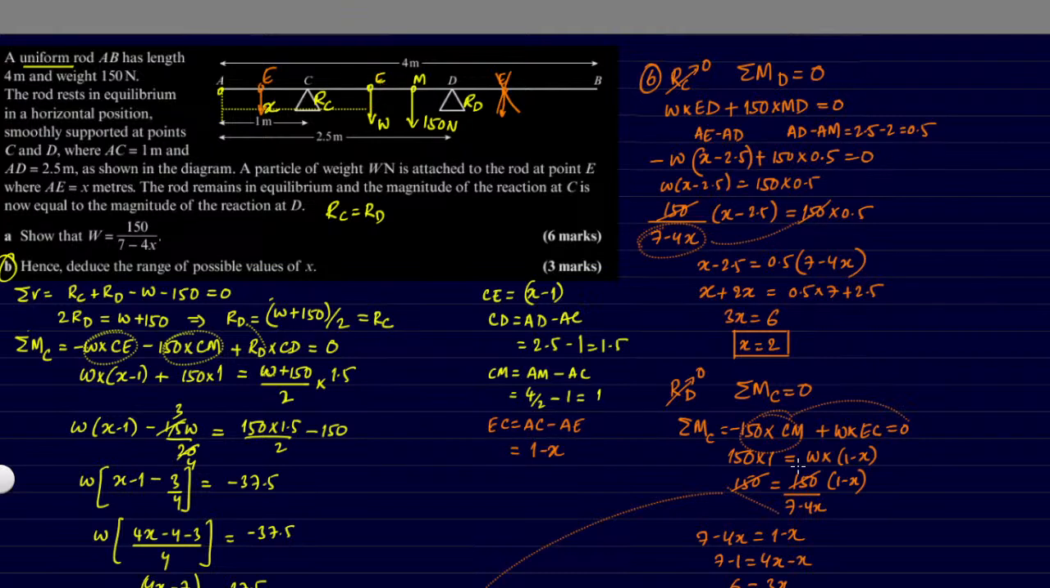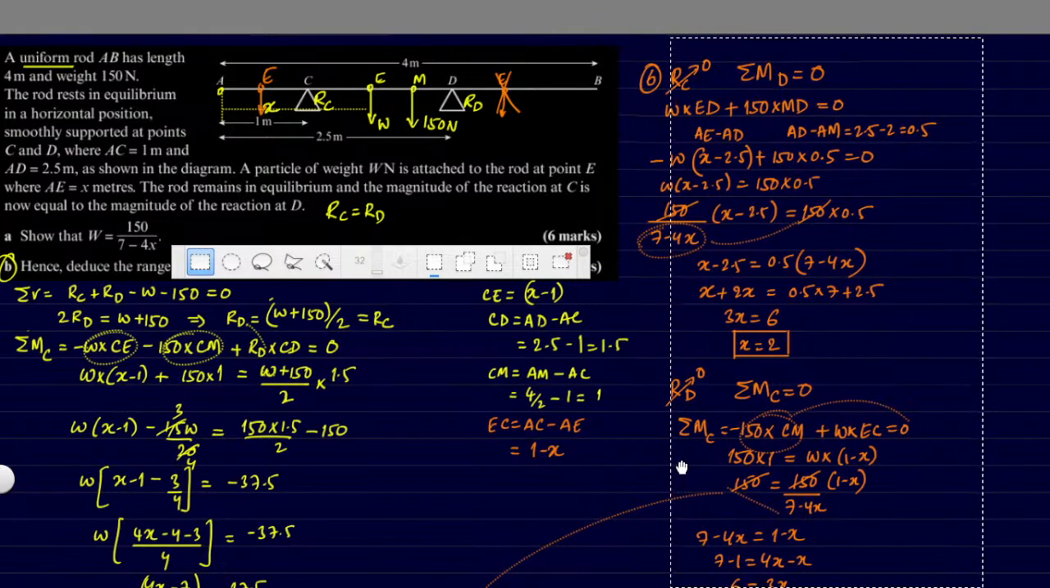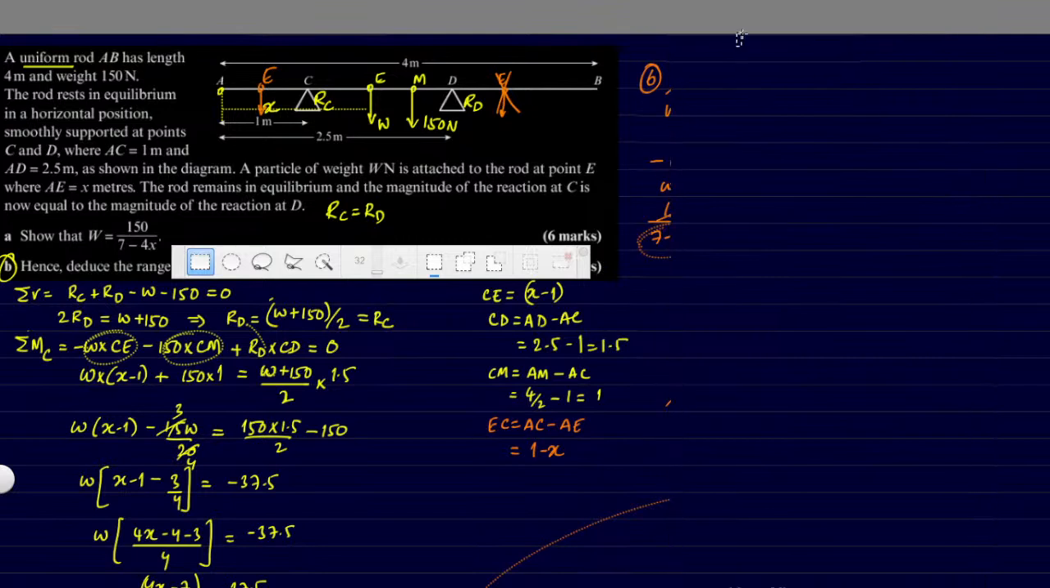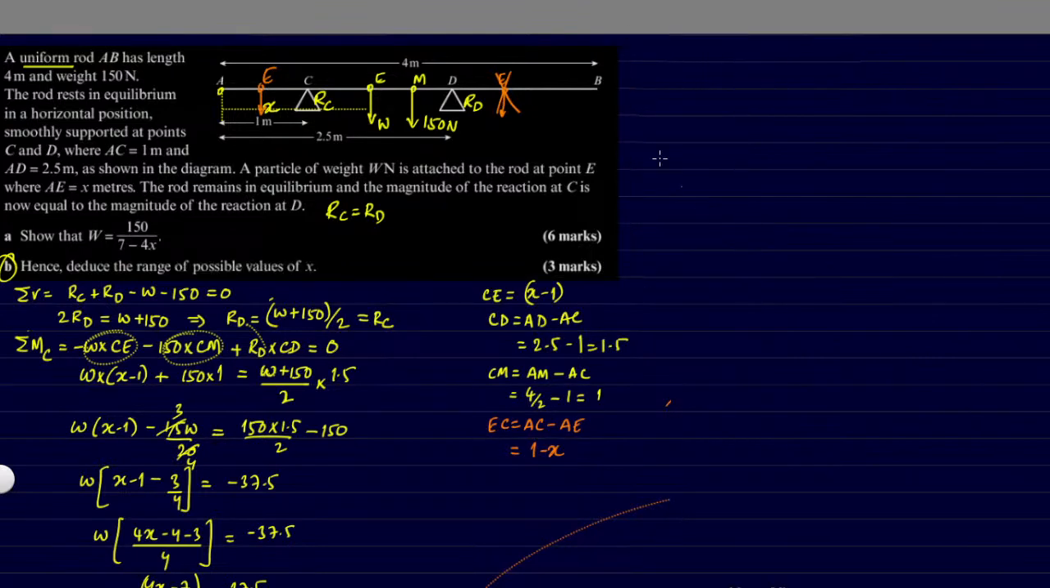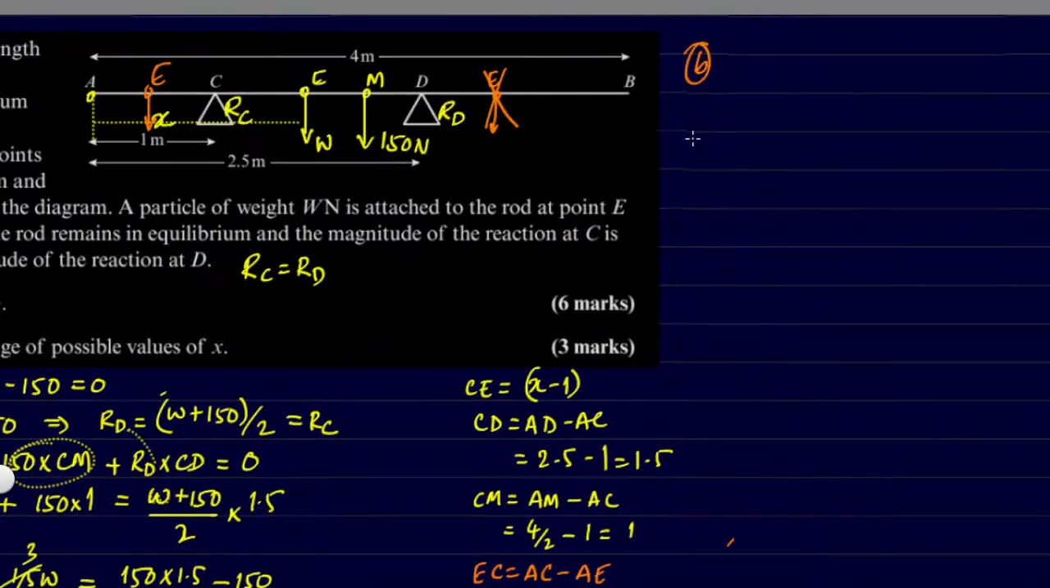What went wrong? It's better if we solve it once again. Let's try once again. Okay, sir. So first let us assume RC equal to 0, sigma M about D point. Let's take about D point. So 150 into MD, correct? Yes. This one is anti-clockwise, so positive.